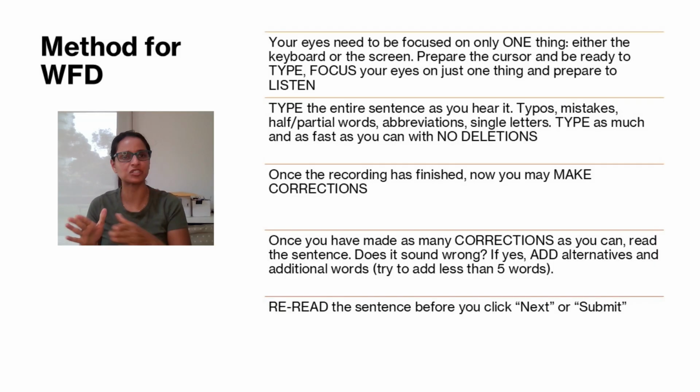You make sure there's spaces between words, you fix the spelling, and once you have made as many corrections as you can, you're going to reread the sentence that you have constructed. If it sounds wrong, you are going to add alternatives. For example, you can't recall if it was shop or shops. You're going to write both. You can't recall if it was in or and. You're going to write both. Okay?